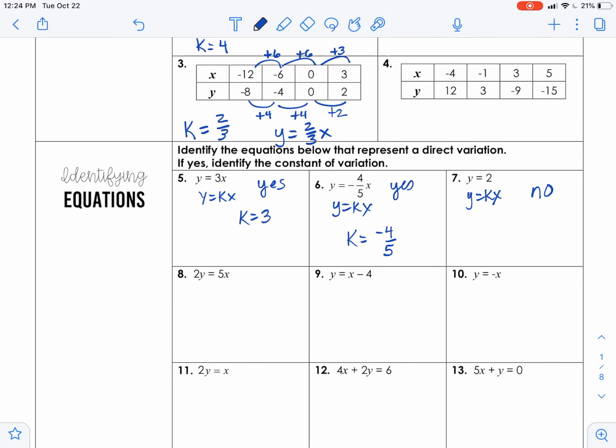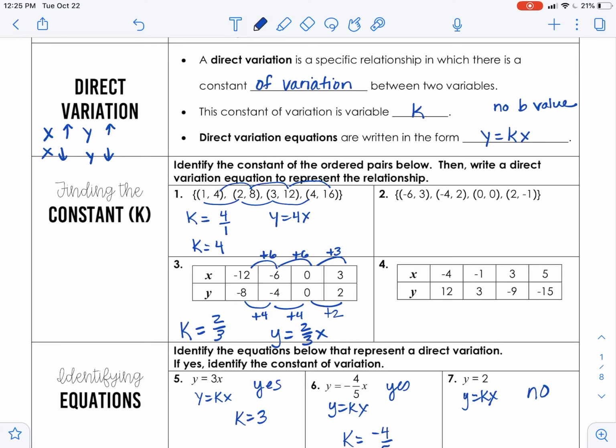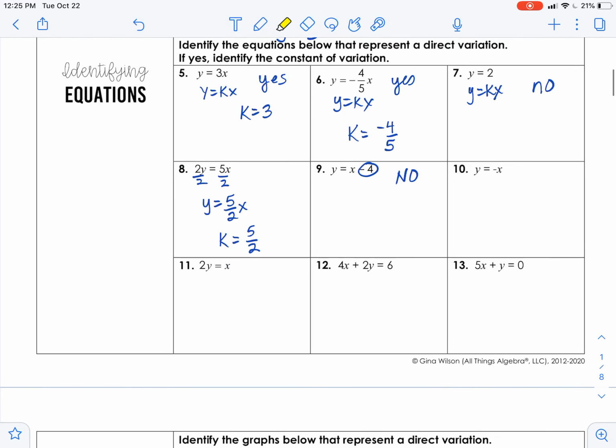Now, some of these you will have to solve first. So for an example, this one I would need to solve first. Y equals 5/2 X. Now it is in the form of Y equals KX, so K would be 5/2. But if you look at this one, again, it has that plus B on there. There's a plus or minus, so this is a no. So basically, it is a very simplistic linear equation going through the origin. There's not going to be a B value. Some of those you can tell real quick by looking at them.